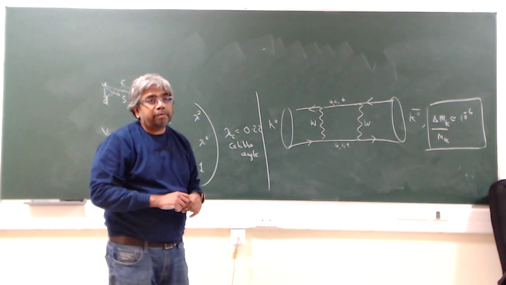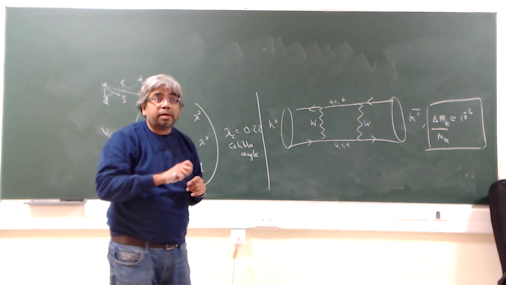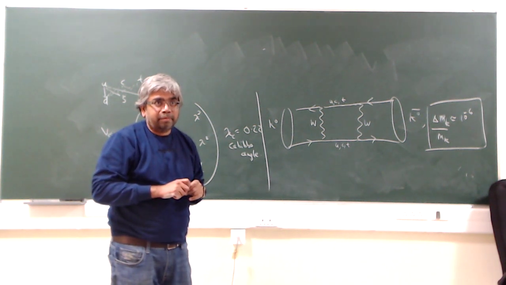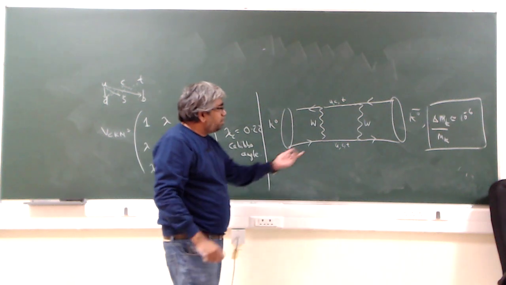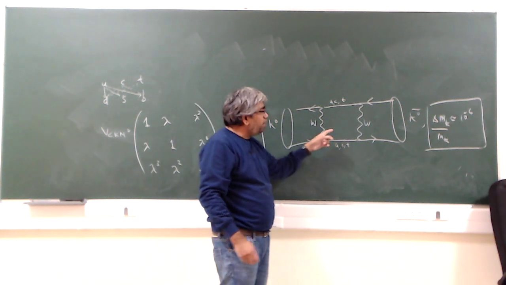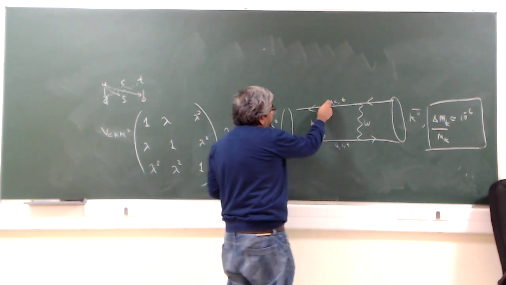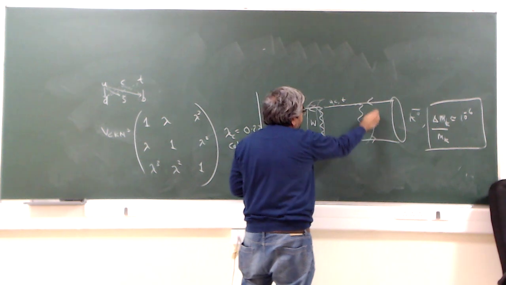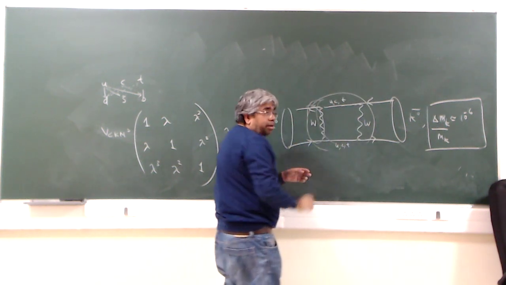At the tree level, there is no flavor change in this process. Then, why is it not possible? At the tree level, there is no flavor change in neutral current. Yes, there is a charged current. So, here, neutral current won't. There is no neutral current at one loop level also. But this will mimic, if you condense this one, like a neutral current.